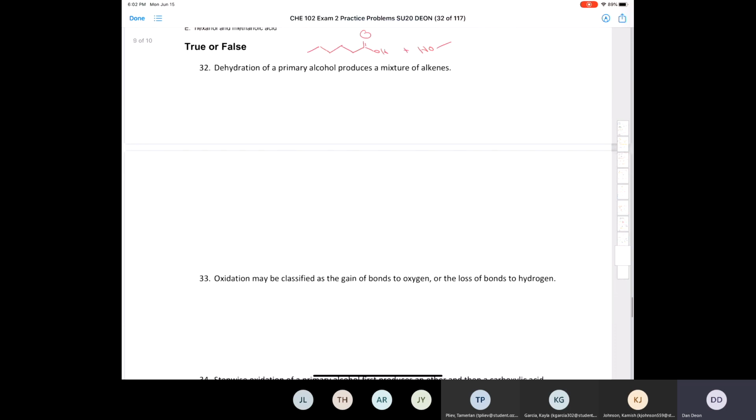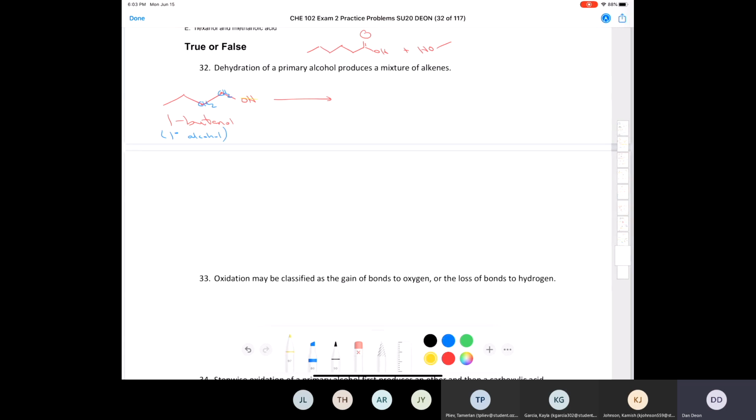So the answer is hexanoic acid and methanol. Okay, question number 32 says dehydration of a primary alcohol produces a mixture of alkenes. The best way to solve this one is to look at a specific example. Let's say we had 1 butanol, just for example. It works with any primary alcohol. So we look at the carbon bearing the hydroxyl. It only has one next door neighbor. Okay, so there's only one possible product.